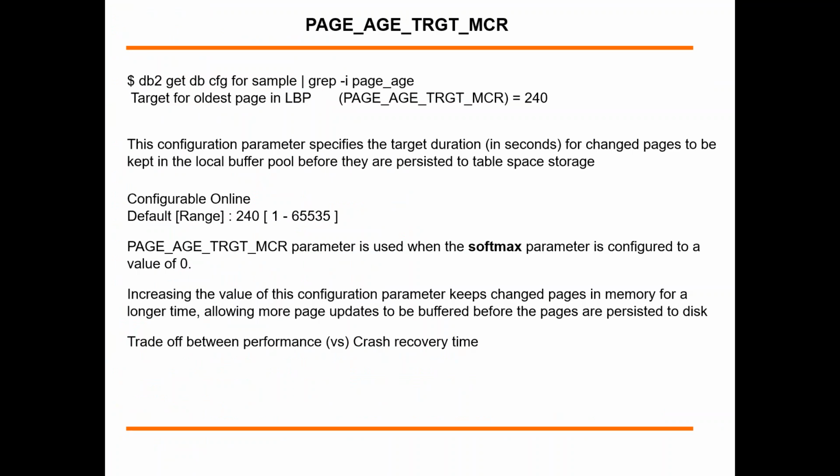There is an important parameter at a database level called page age target MCR, right? It used to be something called Softmax. Now let me talk about this parameter first. This configuration parameter specifies the target duration in seconds for changed pages to be kept in the local buffer pool before they are persisted to the tablespace storage. Very important. How frequently my checkpoint should happen is decided by this guy.